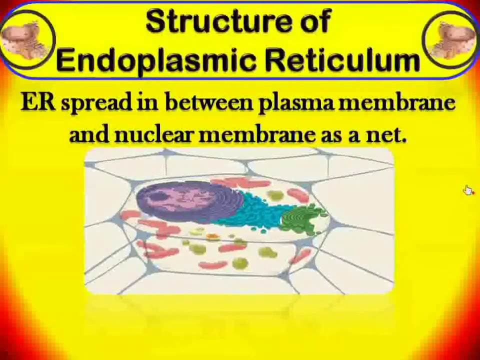This endoplasmic reticulum spreads in between the plasma membrane and the nuclear membrane as a net. I think you are aware of the plasma membrane. A membrane which surrounds the cell is called the plasma membrane or cell membrane. And also you are aware of the nuclear membrane or nuclear envelope. The membrane which surrounds the nucleus is called the nuclear membrane. So here this endoplasmic reticulum almost spreads in between the plasma membrane and nuclear membrane. It appears like a net, already you know it.